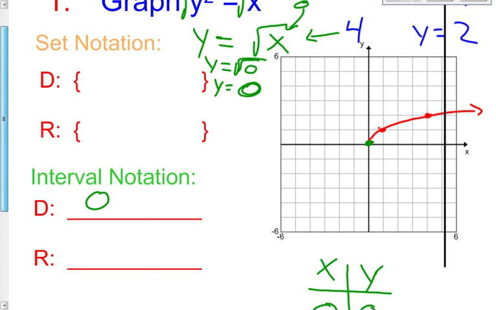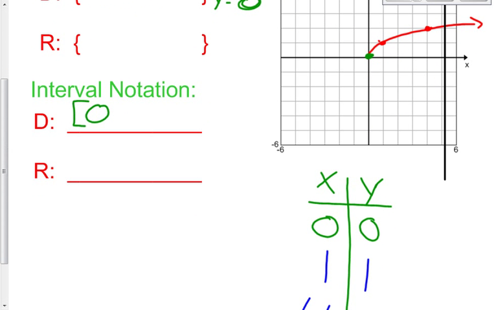Because I am able to put in a 0 there, I'm starting at 0, and it also includes 0. So I bracket that. And then how far to the right does it go? It goes all the way to positive infinity. And infinity is always followed with a parenthesis. So there's my domain for interval notation.